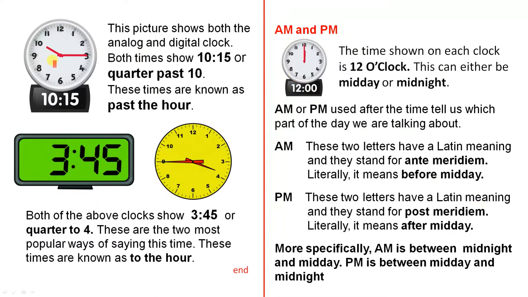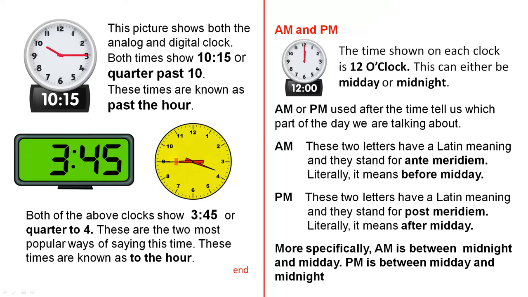Now we're looking at this picture here. This picture shows both the analog and digital clock. That's the analog, there's the digital. Both times show 10:15. These times are known as past the hour.